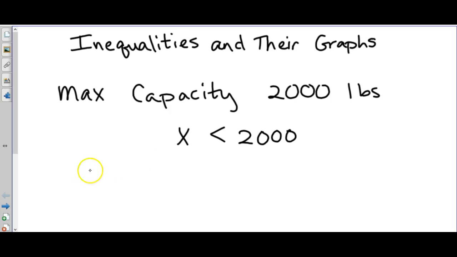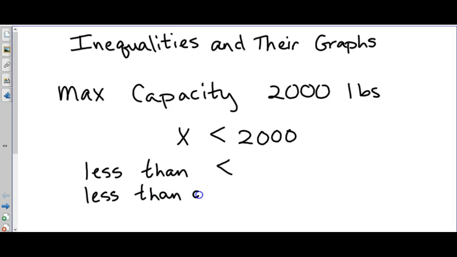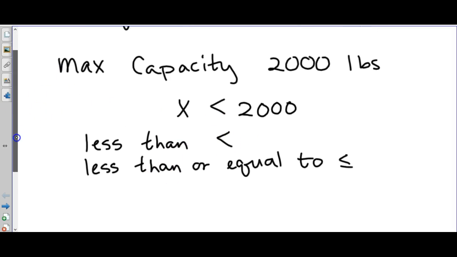So our possible symbols, we have less than, which is just this one. It looks kind of like an L, but that's been turned sideways. We have less than or equal to, which has the line underneath. That means you include the value itself. So where I've written it here, that means the elevator couldn't hold 2,000 pounds itself, just below 2,000 pounds.